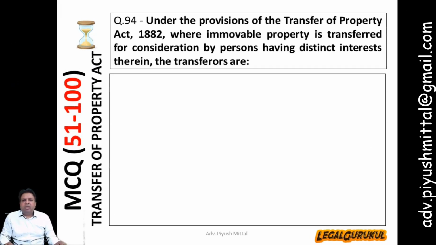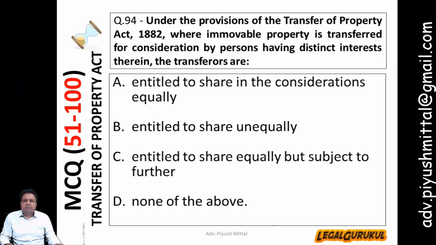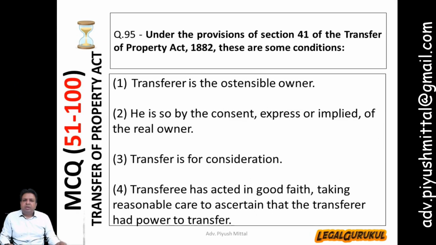Question number 94. Under the provision of the Transfer of Property Act 1882, where the immovable property is transferred for consideration by persons having distinct interest therein, the transferors are A. Entitled to share in consideration equally, B. Entitled to share unequally, C. Entitled to share equally but subject to further, D. None of the above, and the correct answer is A. Entitled to share in consideration equally.